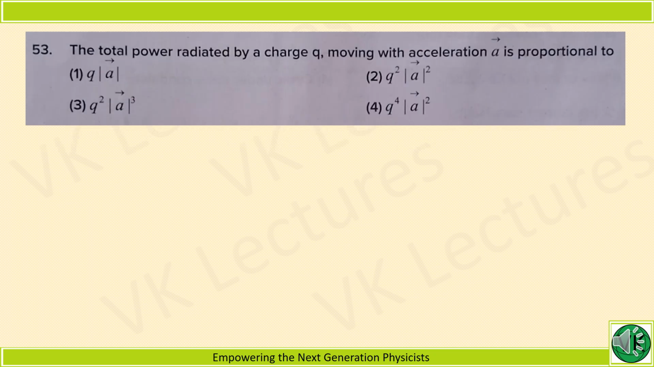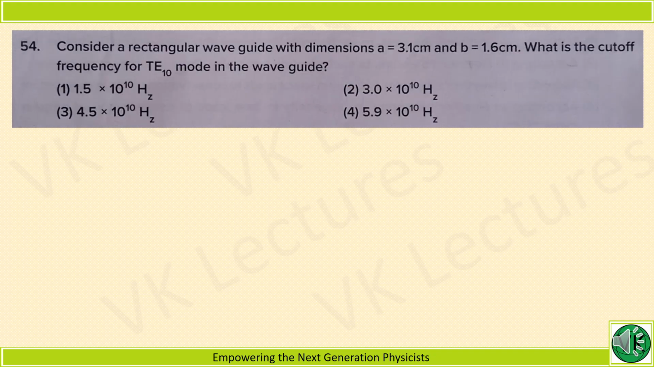The total power radiated by a charge q moving with an acceleration a is proportional to... the answer is option 2, q square into magnitude of a squared. Consider a rectangular waveguide with dimensions a equal to 3.1 centimeter and b equal to 1.6 centimeter. What is the cutoff frequency of the TE10 mode in the waveguide? The answer is 4.5 into 10 to the power 10 Hertz.